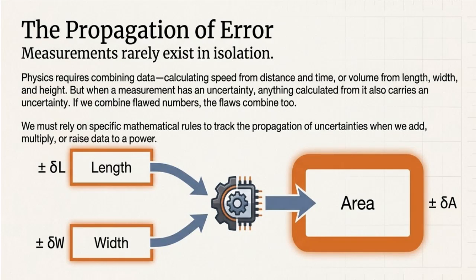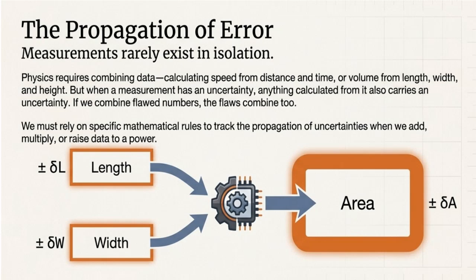When we measure things, we rarely just rely on a single number. For example, calculating an area requires both length and width measurements, each with its own uncertainty. These uncertainties don't just disappear when we use these measurements in calculations.